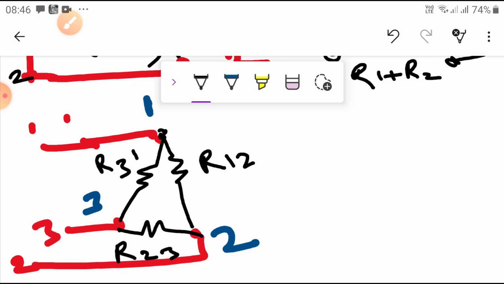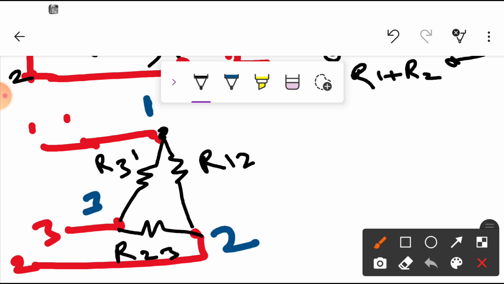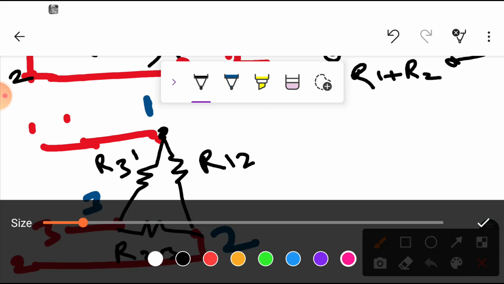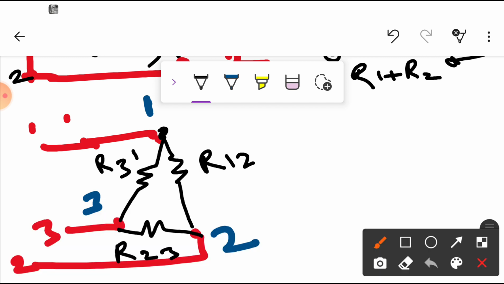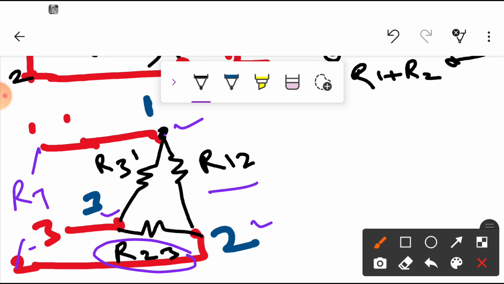Let us assume there are 3 nodes connected here. So what are the 3 nodes here? I can take another color. This is node 1, this is node 2, this is node 3. The resistances connected between node 1 and node 2 is called R12, then R23, R31. Now I want the resistance between the same nodes 1 and 2, R total, similar to the star connection.